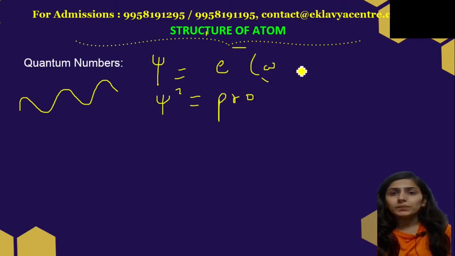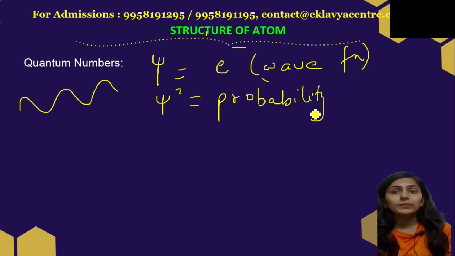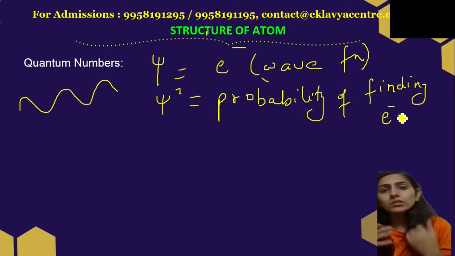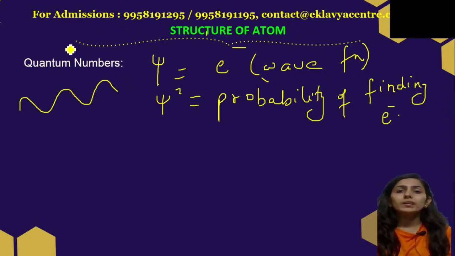What is psi? Psi is a wave function, and psi square is the probability of finding the electron in an atom. So psi is the wave function, and psi square is the probability of finding the electron.